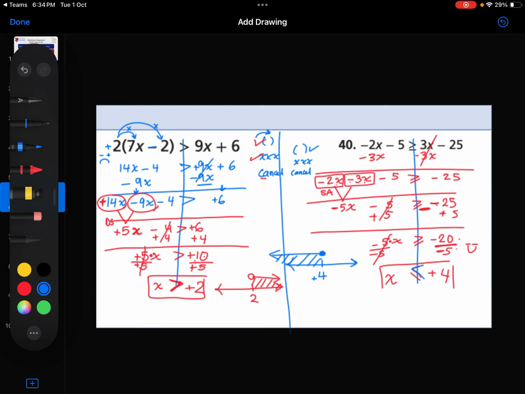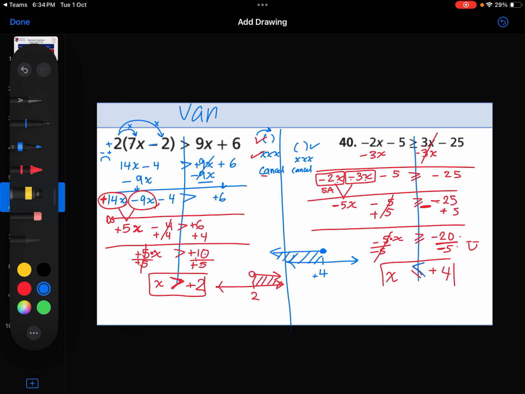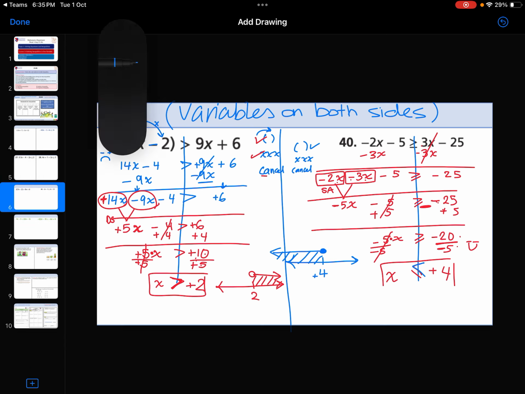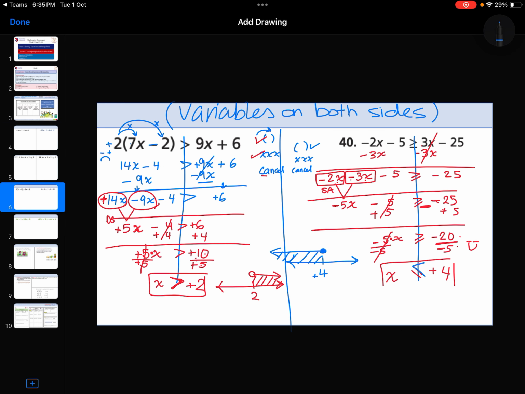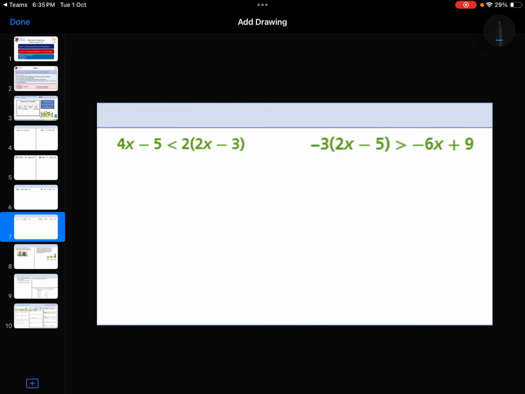Okay, we're done with variables on both sides. But I want to say something. Here we had a solution. Let's see the other type of inequalities, the last type. So we had variable on one side, variable on both sides, and this type is called no solution or many solution. Let's see how can we decide.